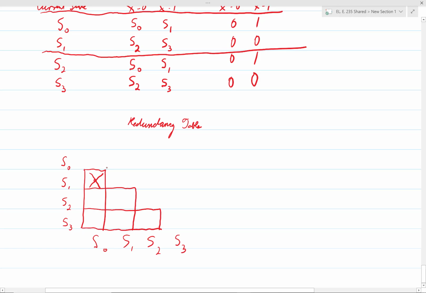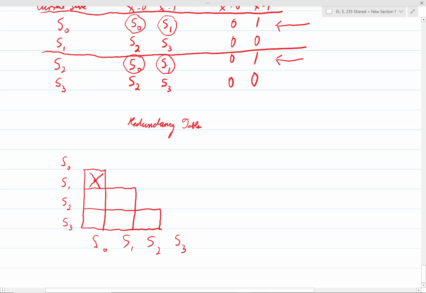Now what about S2 and S0? Well, if you look at S2 and S0, just looking at the outputs now, the outputs look exactly the same. And now if we look at the transitions, well, those look the same as well, because if you're in S2 and the input is 0, you will go to S0. Or if you're in S0 and the input is 0, you'll go to S0. See, I'm comparing this and this. They're exactly the same. And likewise, this and this are the same.